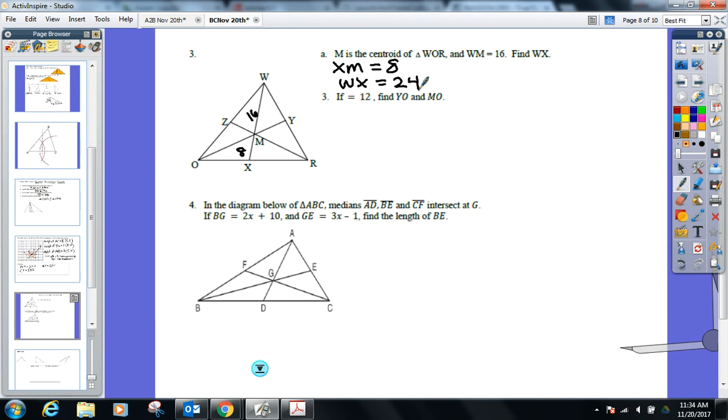And then number 3 is kind of tough to do. Consider, I said if blank equals 12. That's going to be kind of hard to do. What I did not give you is that YM is 12. Find YO and MO.